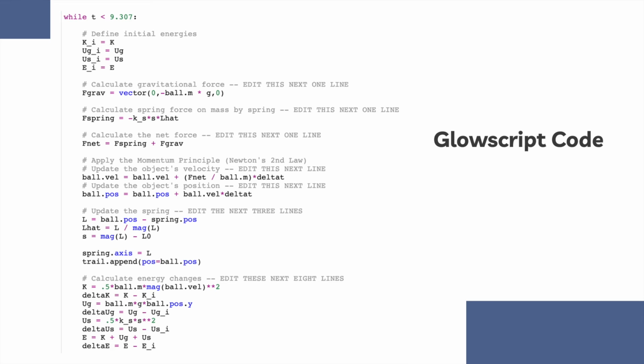In this loop, I adjusted the total time. I also adjusted the force of gravity equation, the spring force equation, and the net force equation. I inserted the position update and the velocity update formulas. And I used the same equations for L, L hat, and S shown before. I then also solved for the kinetic energy, the change in kinetic energy, the gravitational potential energy, the change in gravitational potential energy, the spring potential energy, the change in spring potential energy, the total energy, and the change in total energy.